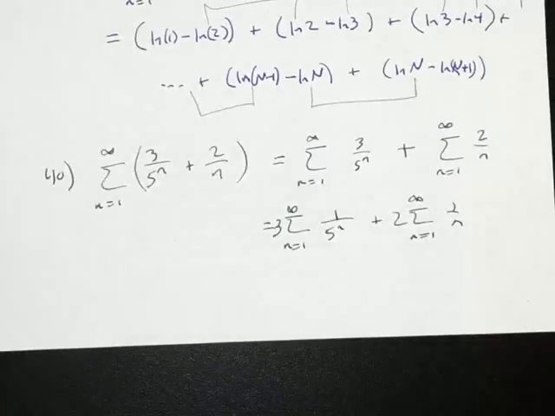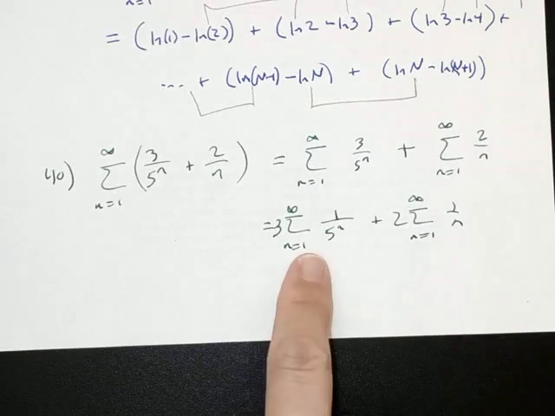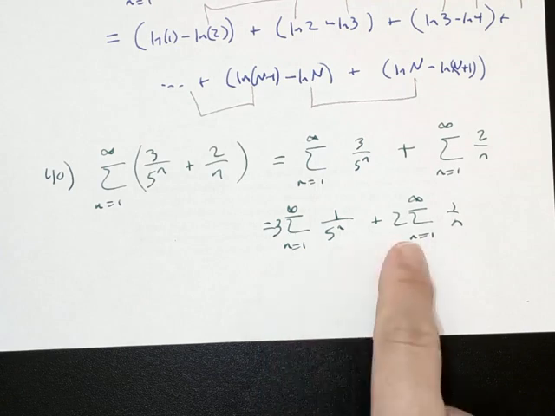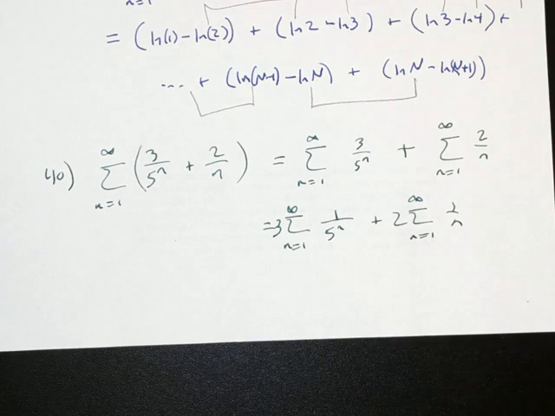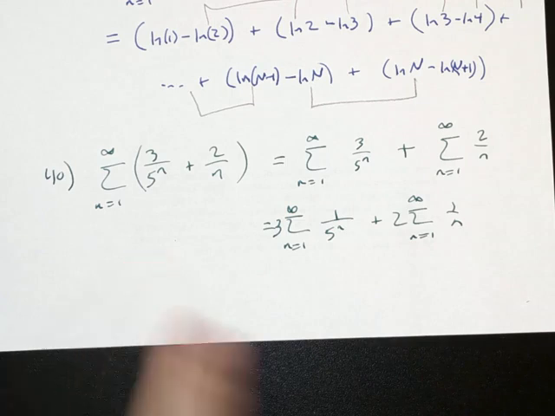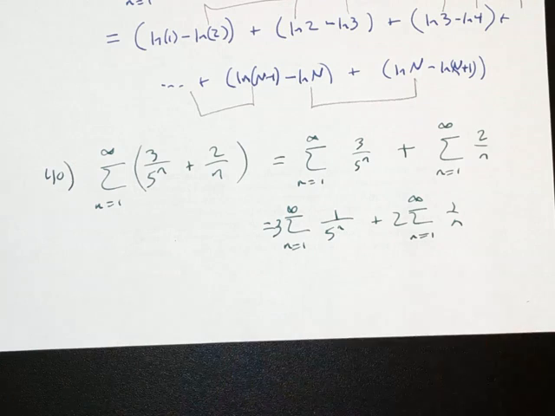So now, what I need to know is, does this series converge? If so, give me its total. And does this series converge? If so, give me its total. If both of them converge, then this one converges. If either one of these diverges, stop, the whole thing diverges.